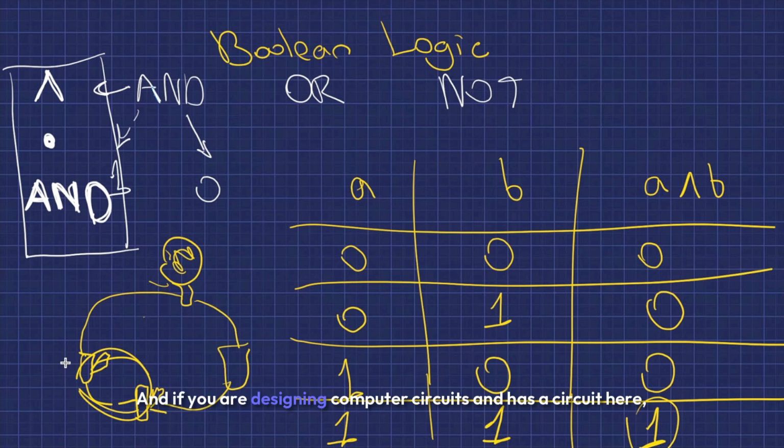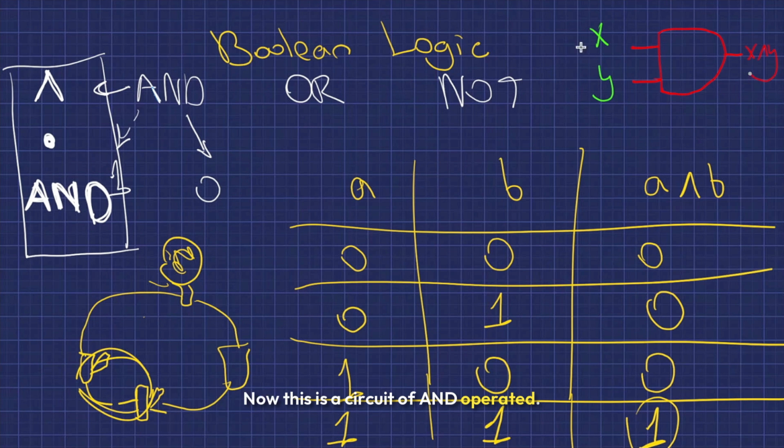And if you are designing computer circuits, AND has a circuit here. So for example, X and Y, the circuit here is this. Now this is the circuit of the AND operator. This is how you represent AND in circuits here. The gate is shaped like a D, as you can see here. The behavior is similar to multiplication in regular math, which is 1 times 1 equals 1. Remember, this is just like that. And all other combinations are 0 here as well, but just this one.